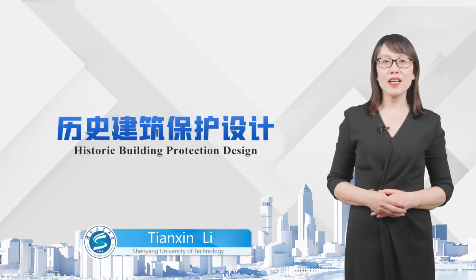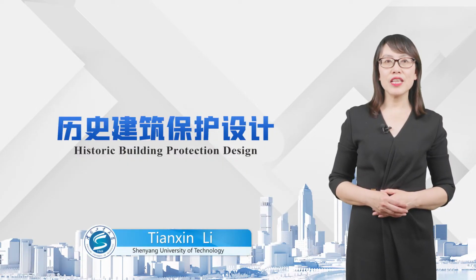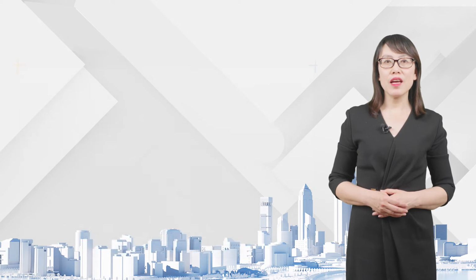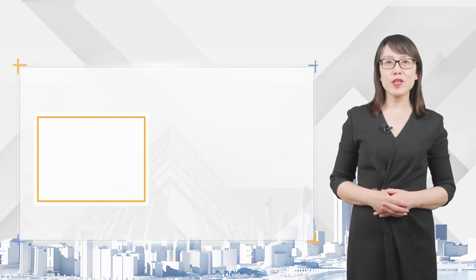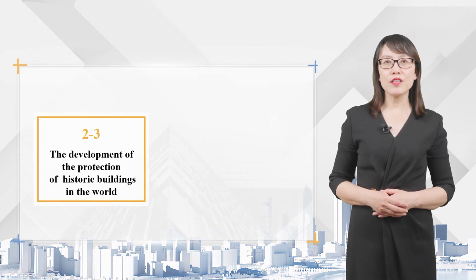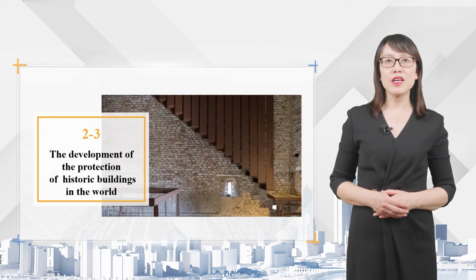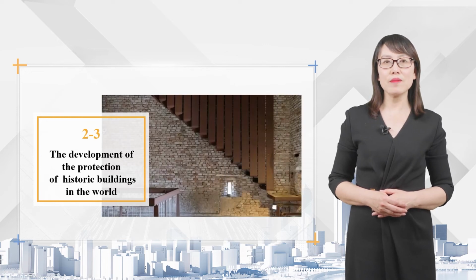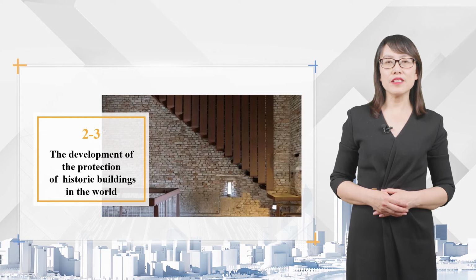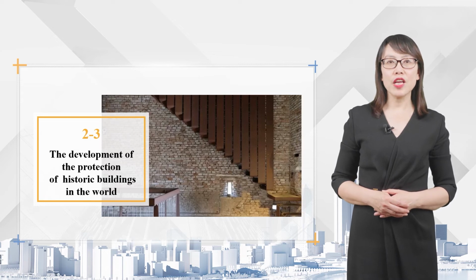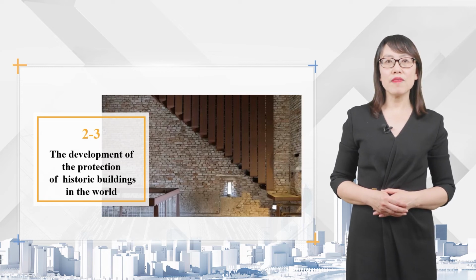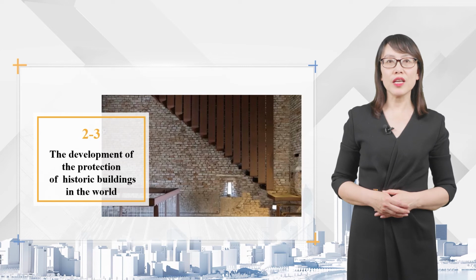From the previous study, you can grasp that the protection of historic buildings has been expanded from the cultural relics ontology to the historical environment containing non-material elements from the early 19th century to the present. And the concept and the method of protection have been changed accordingly with the development of social economy.